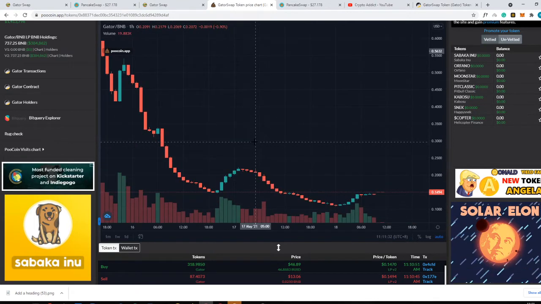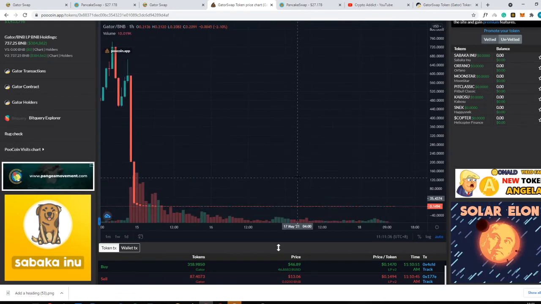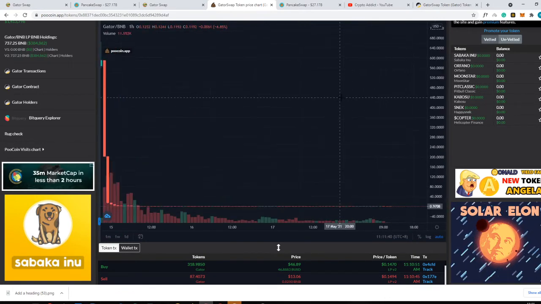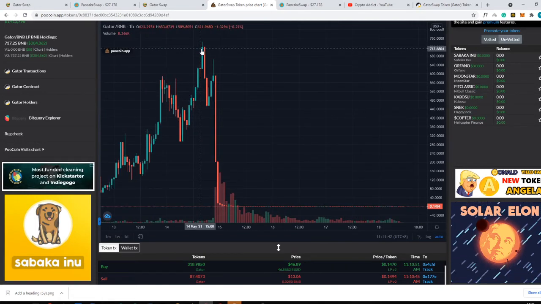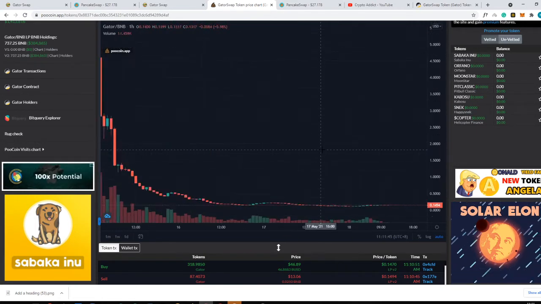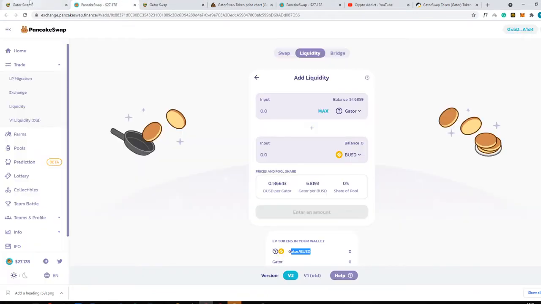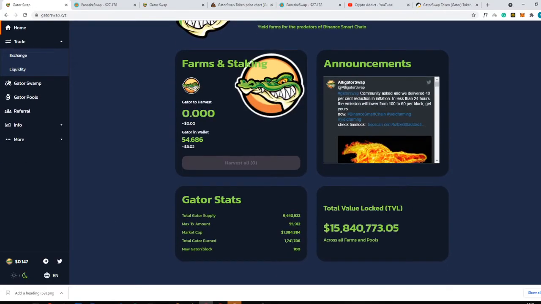And of course, just manage your risk. In my technical analysis, it could probably rebound up to 1 because the spike is really big. And of course the total value locked inside Gatorswap is still big as well.